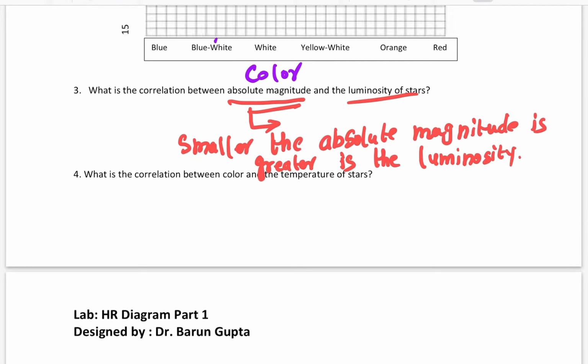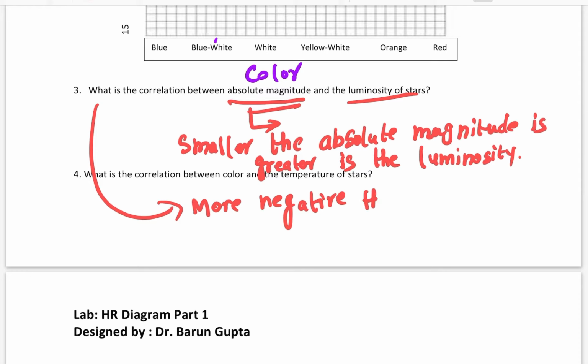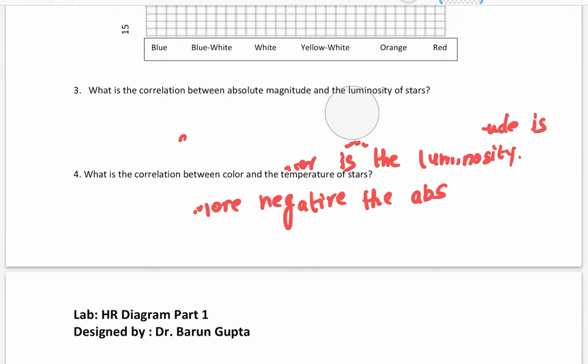And the more negative, this is again the answer for number 3 here, but you have to write it in your own words. The more negative the absolute magnitude is, the more will be the luminosity of the star. More negative means the greater is the luminosity of the stars. So we got this part done.